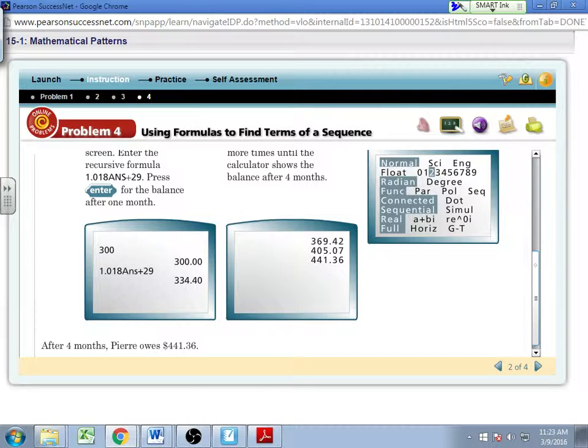And we can actually make our calculator do the recursive for me by using the answer button. So we first type in 300 to get that as my first value in the sequence. Then I want to multiply that every month by 101.8% because it's going to be what it was and an additional 1.8% and add on the fee of 29. Every time I hit enter, it goes to the next month because it keeps grabbing this answer, which now plugs into here, and that's what gets you this value. Then that will plug in when you hit enter again and get you the next value.